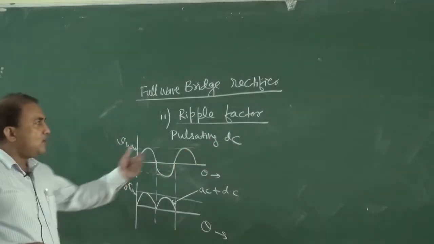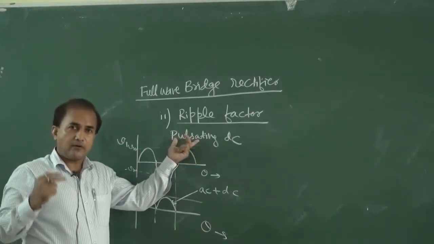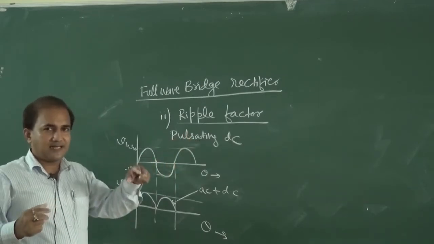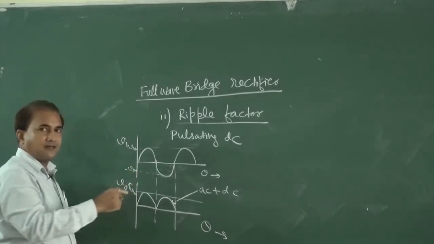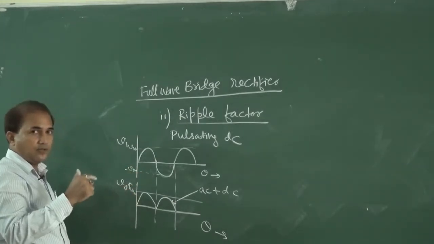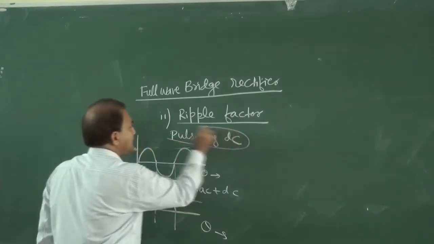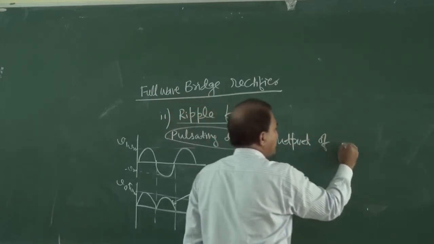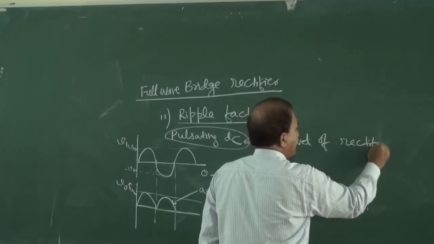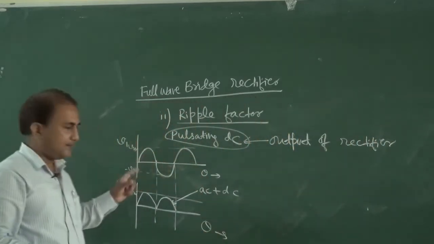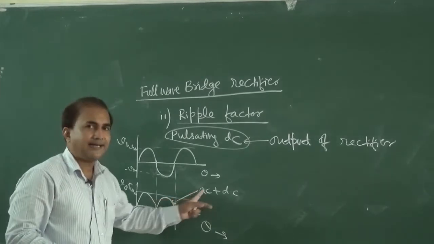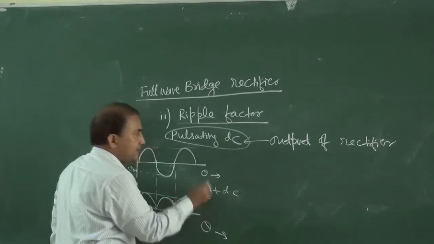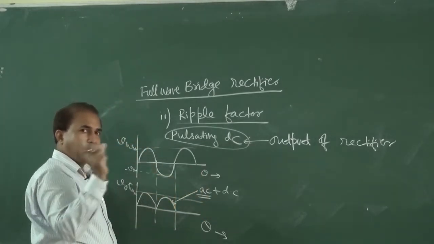So why is it known as pulsating DC? The output of a rectifier is pulsating DC in nature because it is not pure DC, but some ripples are present in the output. Because of this, it is known as pulsating DC. This is the output of the rectifier. Both AC component and DC component are present. So the lesser the AC component in the output, the better the rectifier circuit.